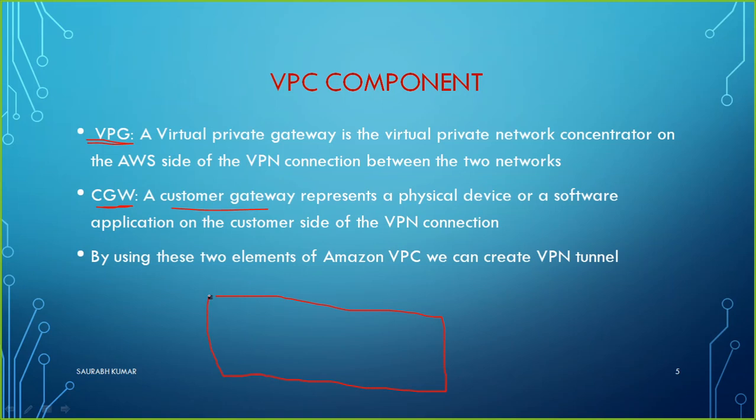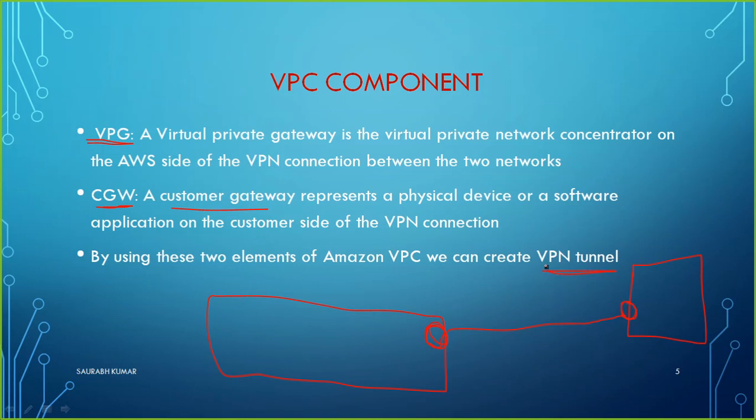So maybe this is the AWS VPC, virtual private cloud, and here this is your company. At your company side, you need the CGW. At the VPC, you are going to use the service called the VPG. You are going to create the VPG here, and the connection between this VPG and the CGW will be the VPN connection. So by using these two, we will be able to create the VPN tunnel.